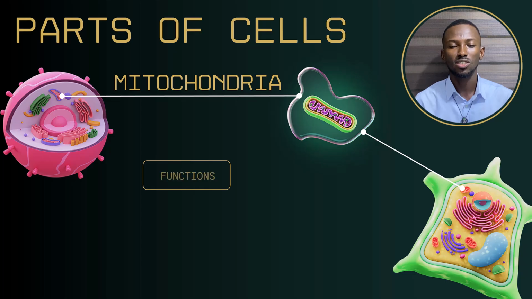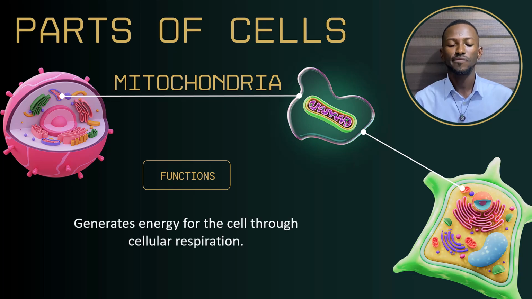What are some functions of the mitochondria? For the first function, it generates energy for the cell through cellular respiration. So what does that mean? Respiration in cells occurs in the mitochondria. So another question you can be asked is, what is the site for cellular respiration? And the answer should be mitochondria. And it is through this cellular respiration that energy is produced for the cell in the form of ATP.